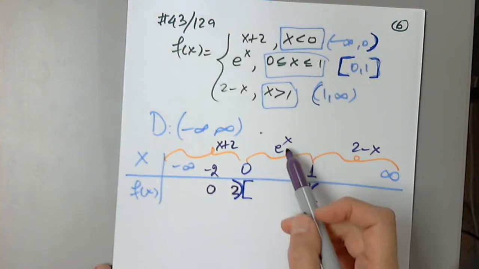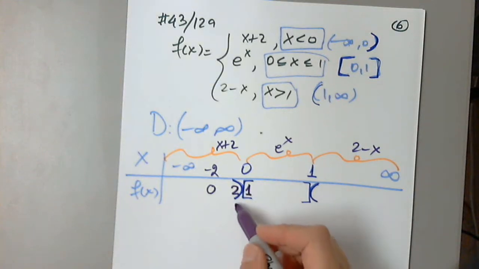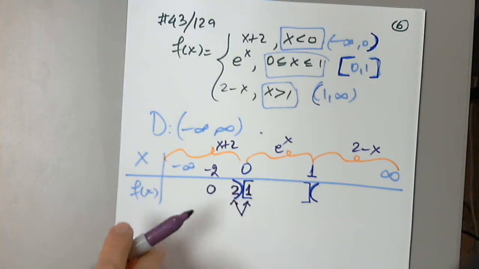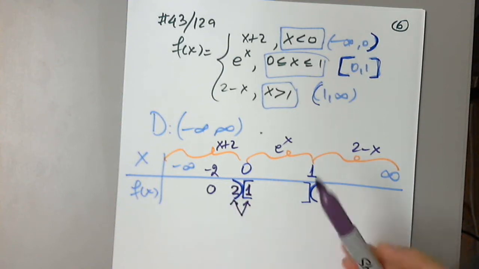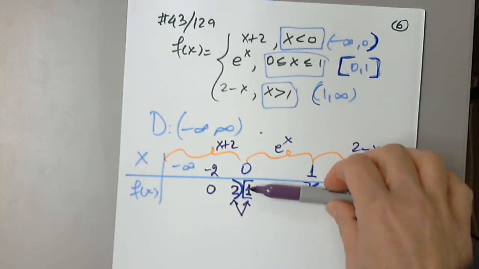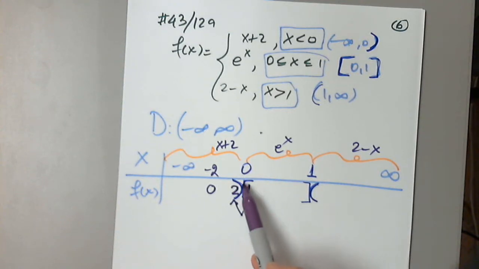I plug in 0 on the other side, and I get 1. And I know that there is a gap here. The limit from the left of 0 is 0. The limit from the right of 0 is 1. So obviously the limit from either side of 0 will not exist.